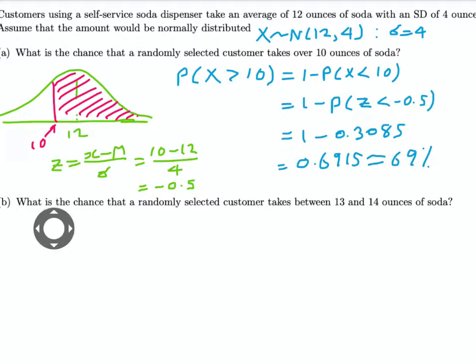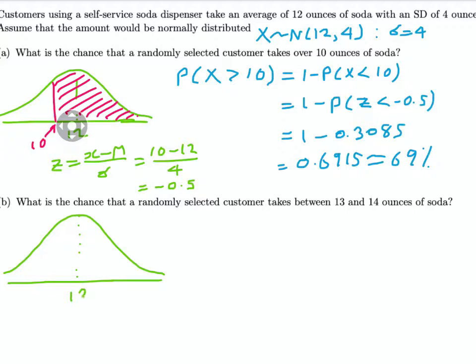Part B, what is the chance that a randomly selected customer takes between 13 and 14 ounces of soda? Alright, now they are asking between 13 and 14 ounces. So let me draw again density curve. This is the 12 because it is the mean average. 13 should be over here because greater than 12 and 14 here. So asking the area under the curve in between this.